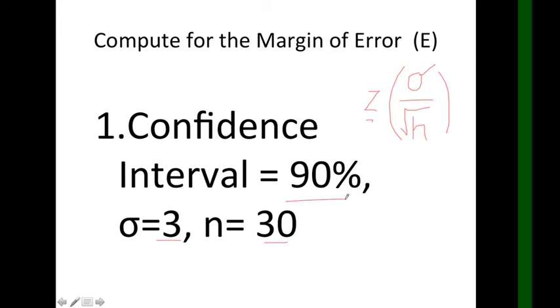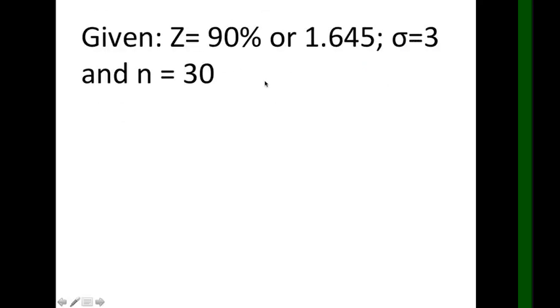So if you still remember, what is the equivalent of 90%? That is positive negative 1.645. But you can review this video in the first part to see kung ano ba ang value ng 90%. On the other hand, let's solve. First, let's write the given. So Z equals 90% or positive negative 1.645 or simply 1.645. Sigma is equal to 3, the standard deviation, and n is equal to 30, the sample size.